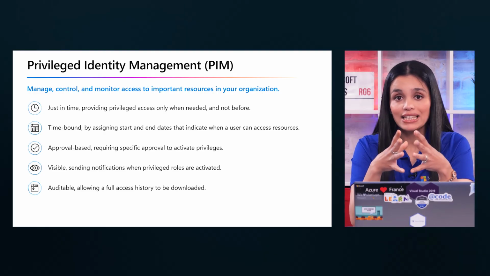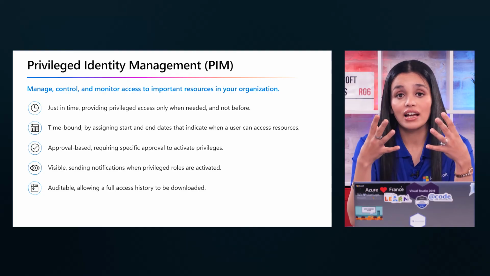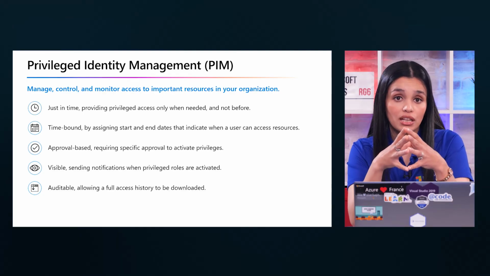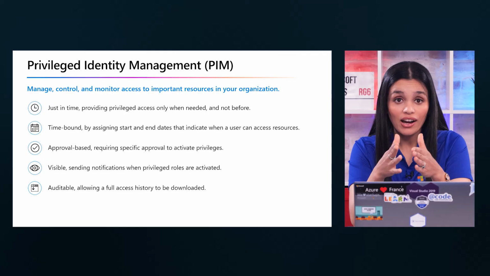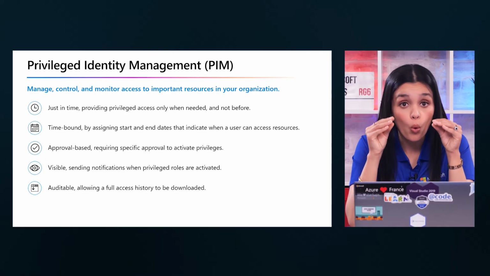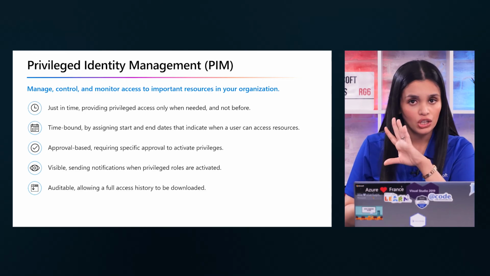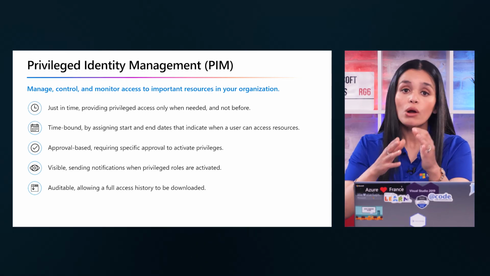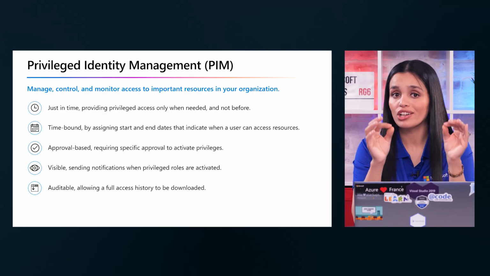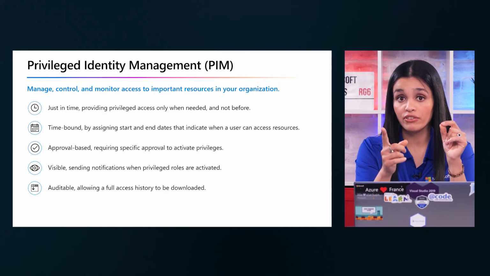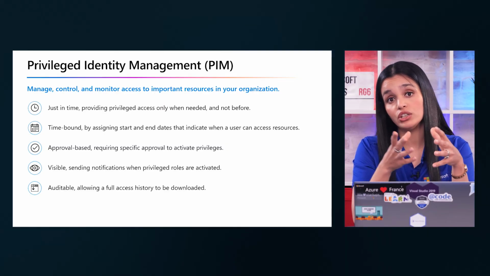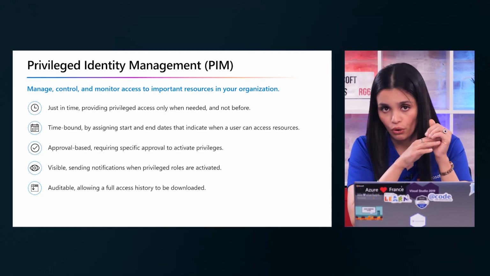PIM mitigates the risk of excessive, unnecessary, or misused access permissions. It requires justification to understand why users want permission and enforces multi-factor authentication to activate any roles. When we talk about PIM, we refer to just-in-time access, providing privileged access only when needed and not before.